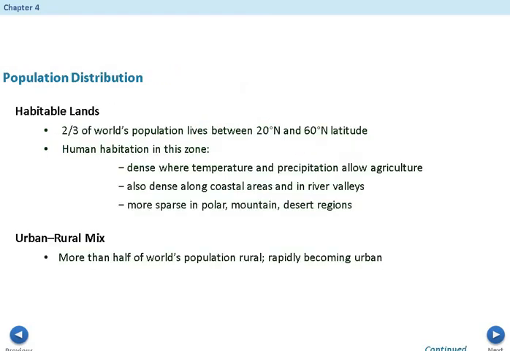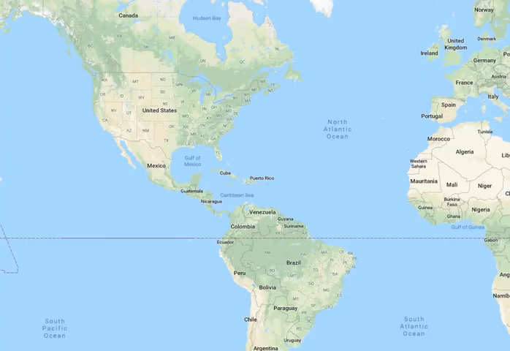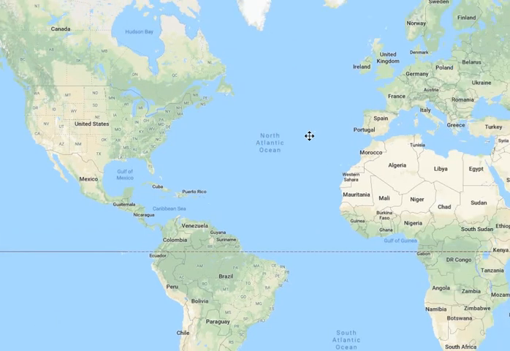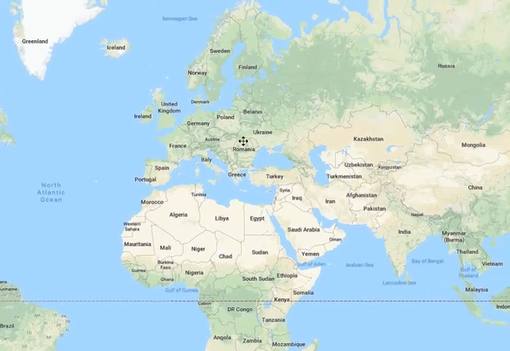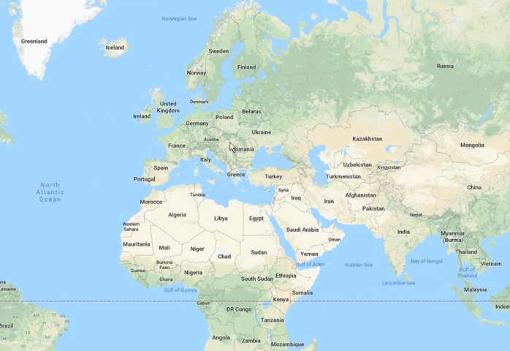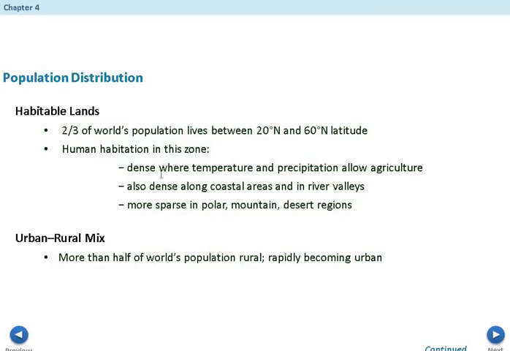Now, inhabitable lands: two-thirds of the world's population lives between 20 degrees north and 60 degrees north latitude. If we look at a map, that includes the United States, continues up towards Canada, and into areas such as Europe. You're going to continue into places like China. Even India is kind of considered that northern part. So most of the world is living inside that area. And the top 3 countries in world population, the United States, China, and India, all fall between those lines.